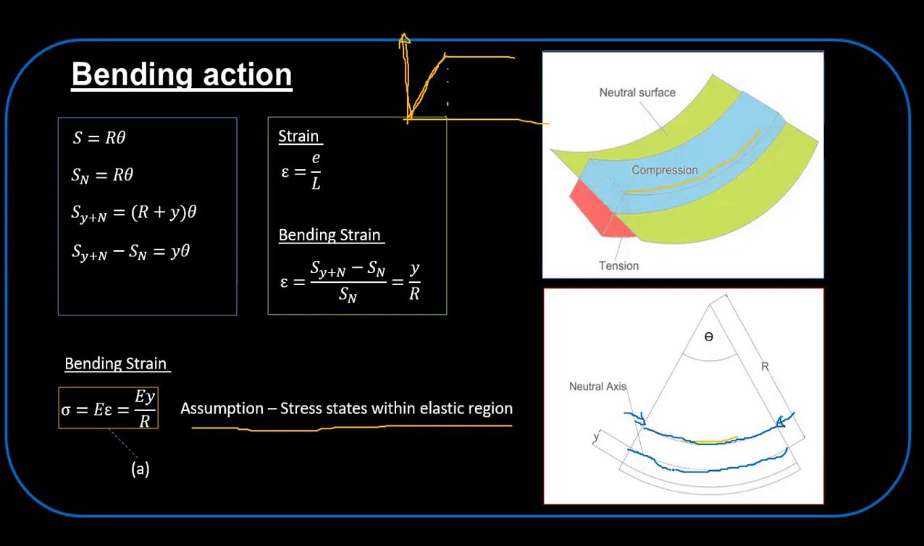Compared to this length, this one has increased, so that means it is under tension. Between these two surfaces, we have a neutral surface where you do not see any tension or compression. So we can apply this from the neutral axis.